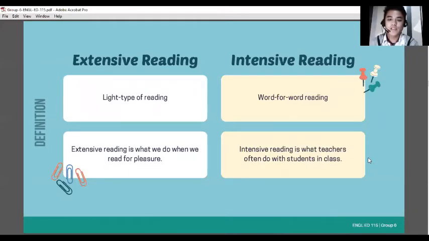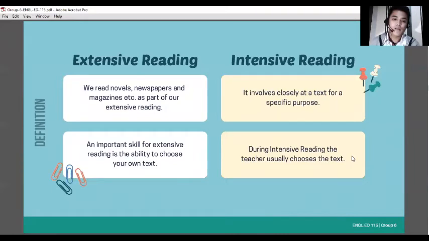Extensive reading is a light type of reading, and it is also what we do when we read for pleasure. Intensive reading is word for word reading. It is also what our teachers often do with students in class. In extensive reading, we normally read novels, newspapers, and magazines. With these examples, we can see that these are long texts like novels and newspapers, which we normally read for pleasure.